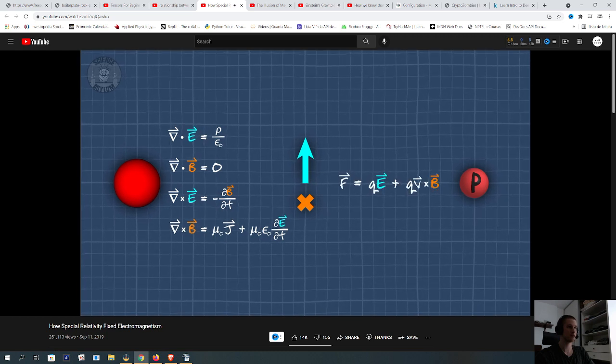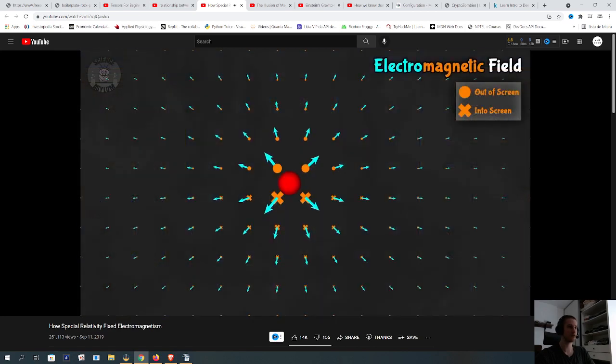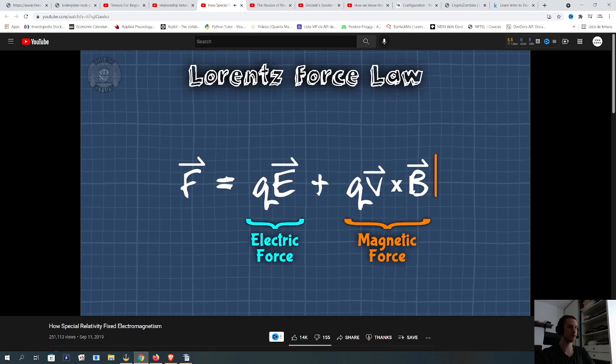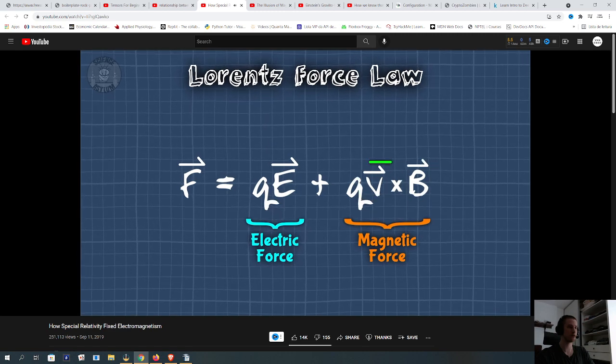They each only tell half the story. You can't understand electromagnetism without all 5 of them. And as it turns out, those don't even make complete sense without special relativity. Just like the field comes in 2 parts, electric and magnetic, the force comes in 2 parts, an electric force caused by the electric field, and a magnetic force caused by the magnetic field. This velocity is going to be the source of our troubles.